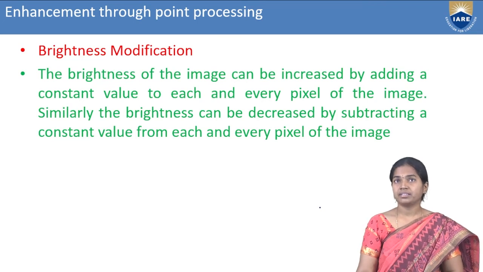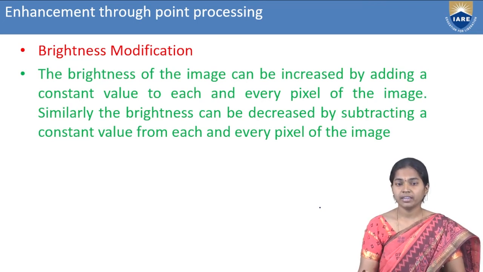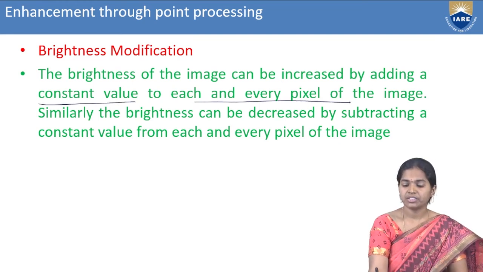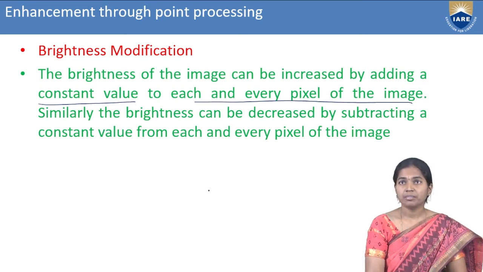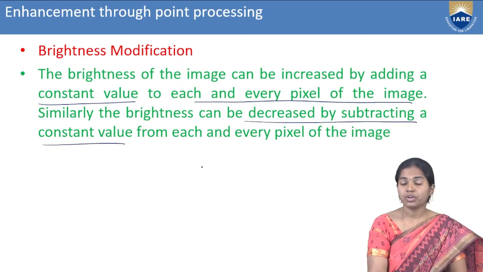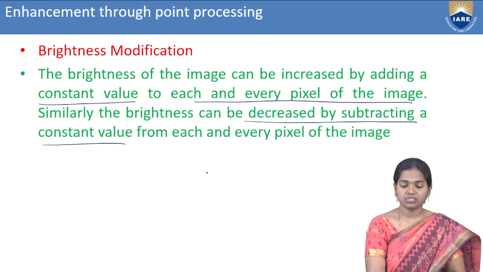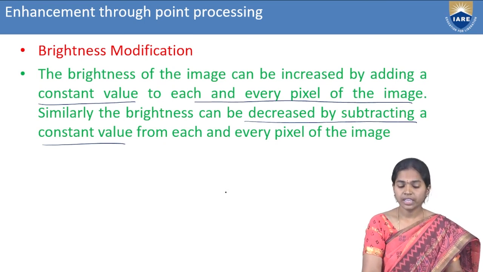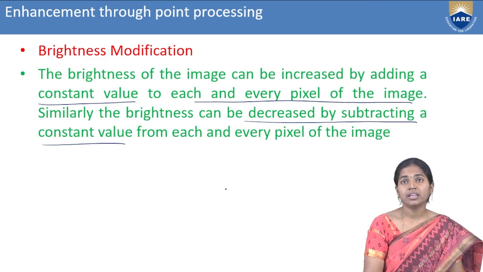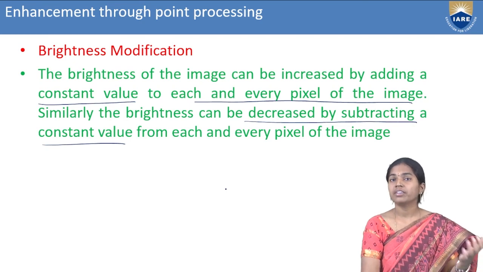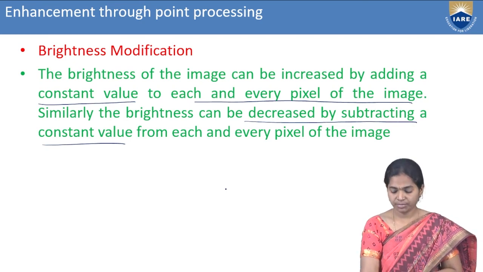So how do we change the brightness? Brightness modification means the brightness is increased by adding a constant value to each and every pixel of an image. Similarly, the brightness can be decreased by subtracting the constant value from each and every pixel of the image. So the brightness of the image can be increased by adding a constant value to each and every pixel, and similarly we can subtract some constant value from each and every pixel and decrease the brightness of the image.